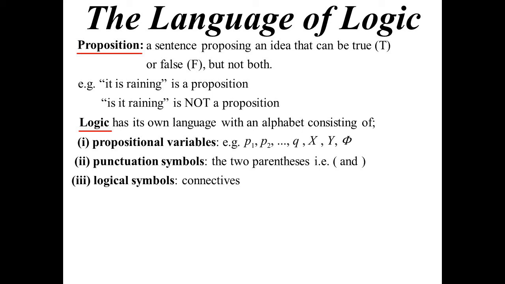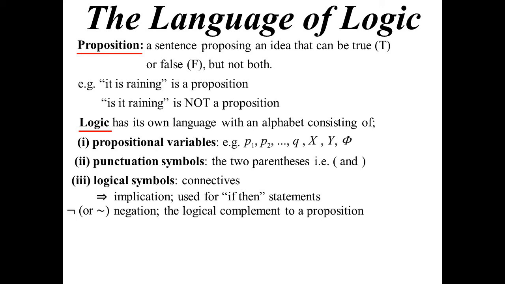Then you have logical symbols. They're the connectives, and that's what joins the propositions together. The right arrow is the implication symbol, and we use that for if-then statements. Then there's the symbol that stands for negation, so it's the complement of a proposition.